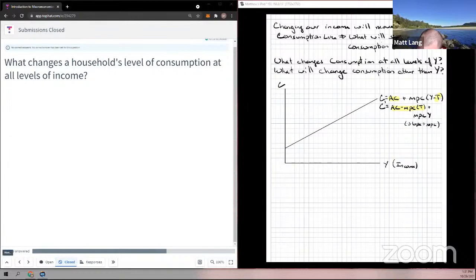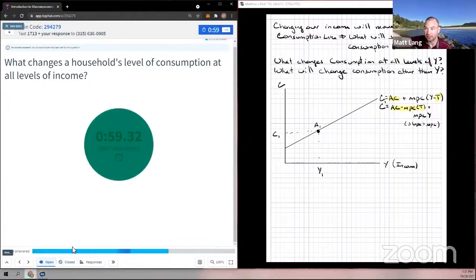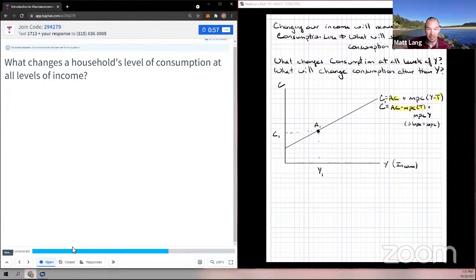So let's call this C1. What we know is when income is Y1, we're going to buy C1. We don't even need numbers on here. This is point A1. So then the question becomes, what's going to change our entire level of consumption? What's going to make us increase our consumption, for example, even though Y is still equal to Y1?